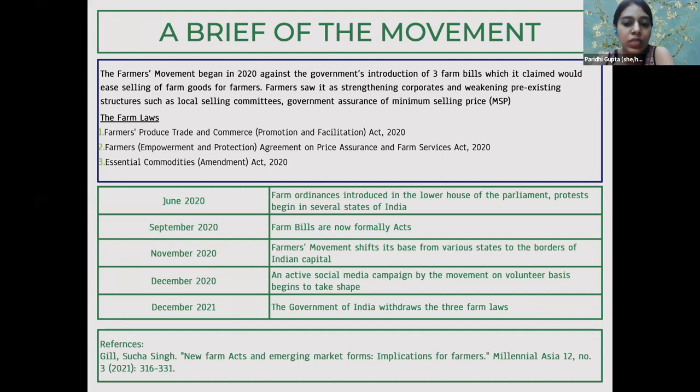The term Godi is from Hindi and it means lap, suggesting that these media channels are in the lap of the government. In addition to it, the current political party, the BJP, which is a Hindu right-wing party, is known to have a robust digital ecosystem, which spreads its propaganda and aids in the election mobilization.